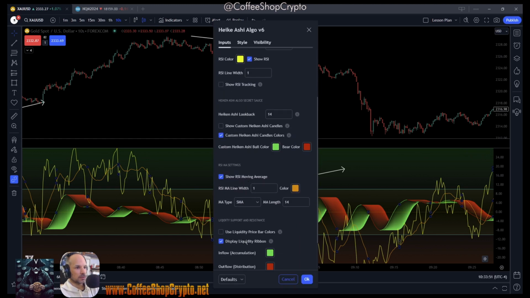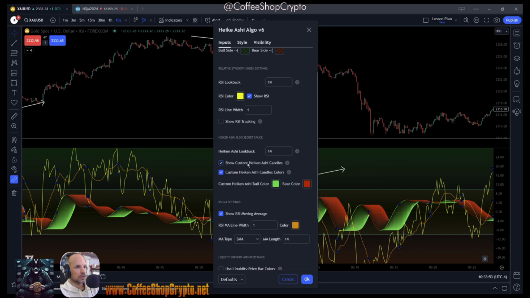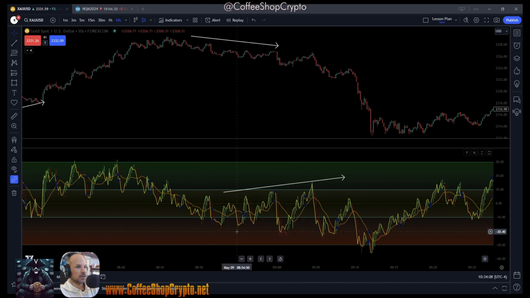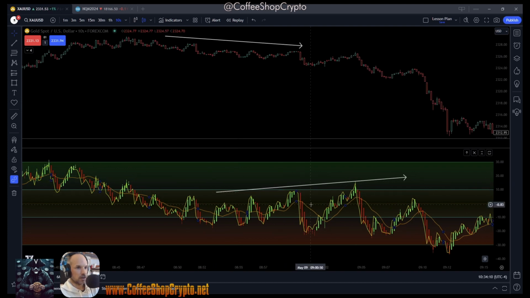Because we don't need to see it for this. No ribbon. We're going to use the candles, and I'll use the regular candles. I have a custom coloring for the candles because it's my custom calculation. It is not calculated like regular Heikin Ashi candles, and I know that it's supposed to be a representation of the RSI. That's fine.